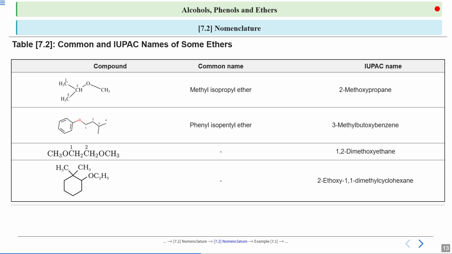Next compound is a cyclic compound, and you can see the cyclohexane will have greater carbon number, so it will be treated as the parent chain. It doesn't have a known common name, but the IUPAC name of it is 2-ethoxy-1,1-dimethylcyclohexane. So cyclohexane is your parent chain. Other than that, you have to add the names of substituents alphabetically. So at the second position you have ethoxy. Then at the first position you have 2 methyls, so dimethyl, and then cyclohexane.